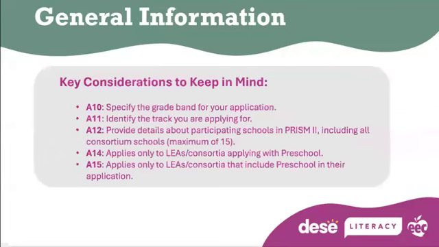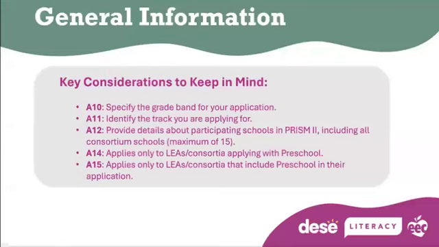Please note that LEAs may apply for pre-K only if at the time of application, the LEA is using high-quality instructional materials for Tier 1 instruction in grades K to 3 literacy. If the LEA is also participating in the Commonwealth Preschool Partnership Initiative, CPPI, community-based partnerships must be included in the application. If awarded, PRISM II funds must be used for activities and materials within the approved grade band.